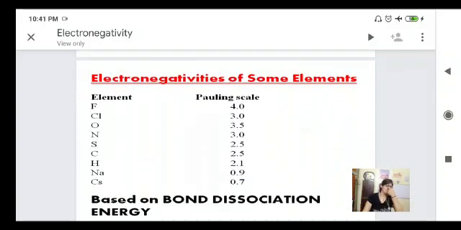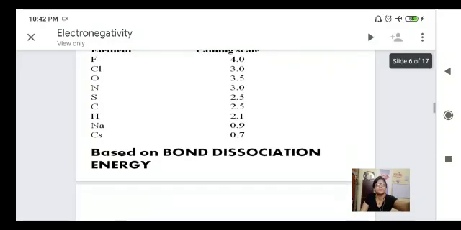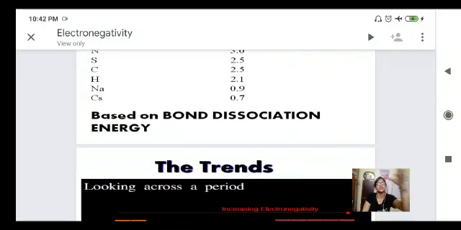These are the electronegativity values of some elements present in the periodic table, where we can see fluorine being the highest, having value 4, then oxygen 3.5, chlorine 3, nitrogen 3, and so on, and finally it comes down to cesium, which is the least electronegative element in the periodic table, having the value of 0.7. This calculation is based on the bond dissociation energy.